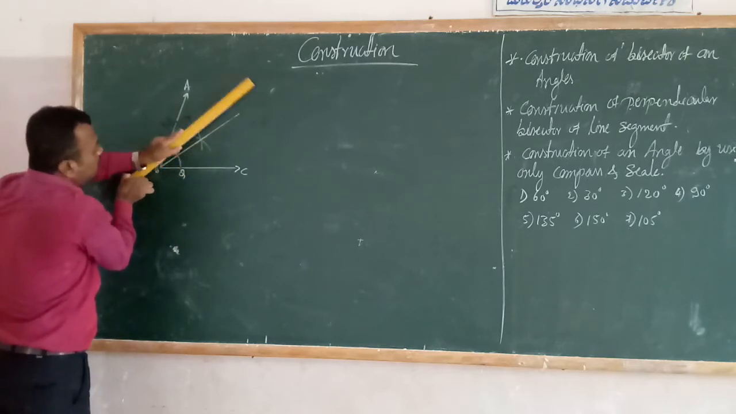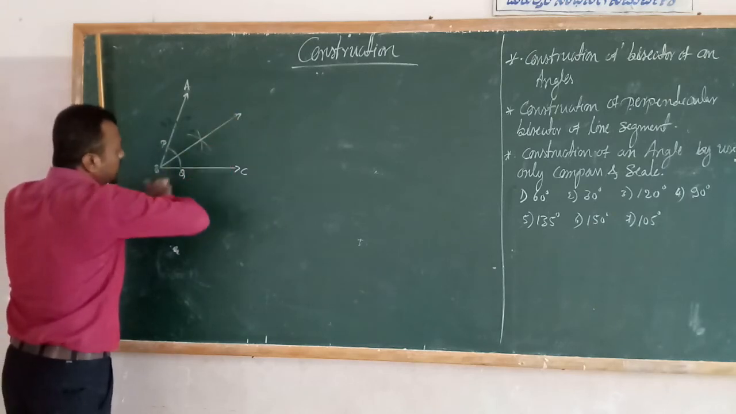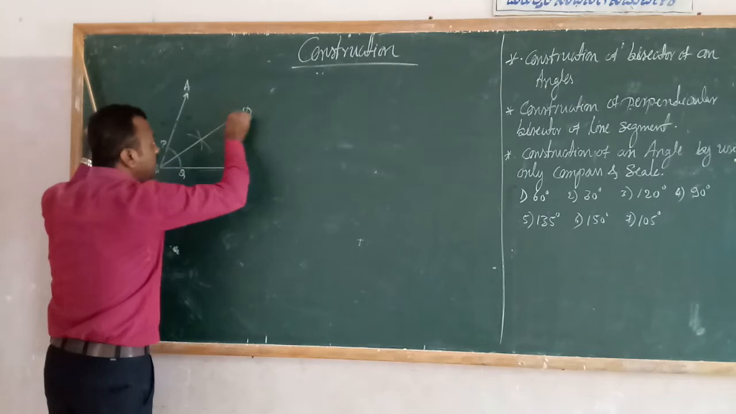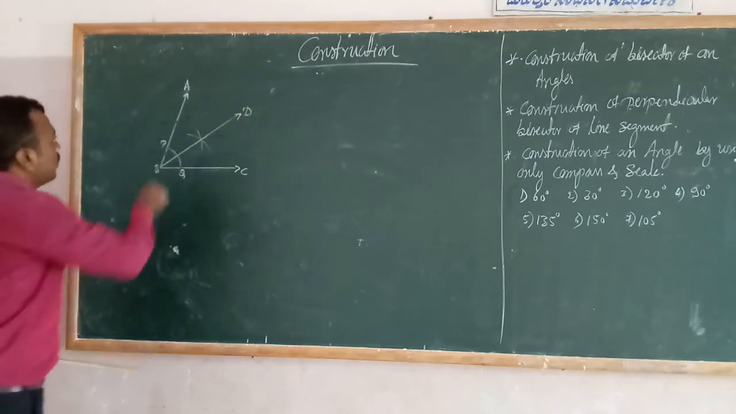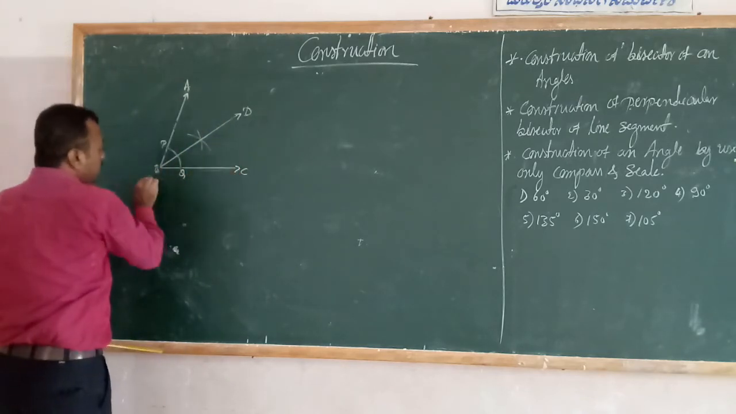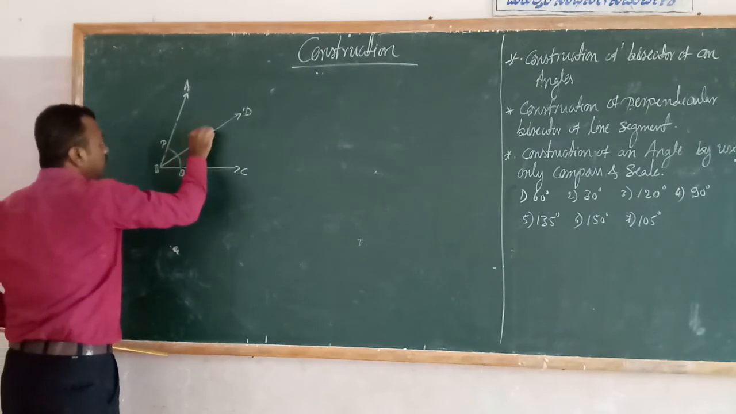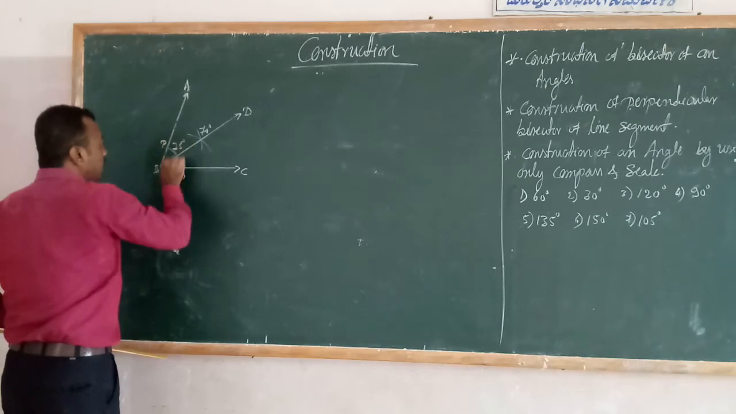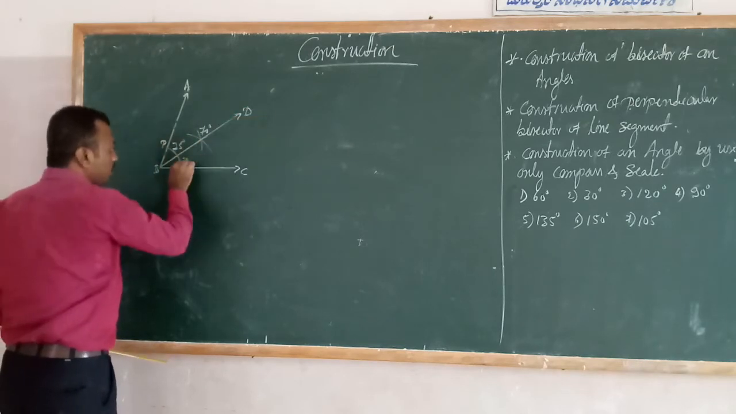Okay students, this is a bisector line, an angular bisector line. I will call that point D. Now students, ABC how much degree? 70 degrees, correct? So totally 70 degrees. But ABD how much will it become? 35 degrees, and DBC also becomes 35 degrees.